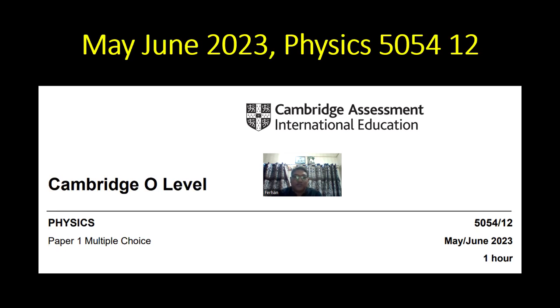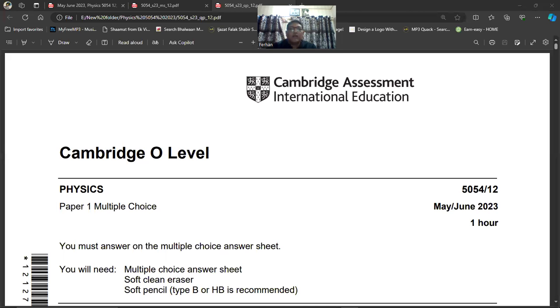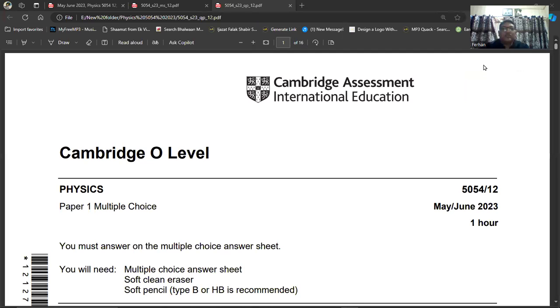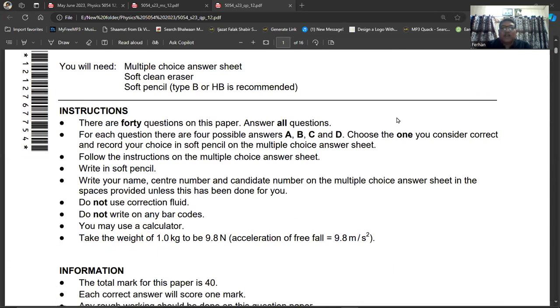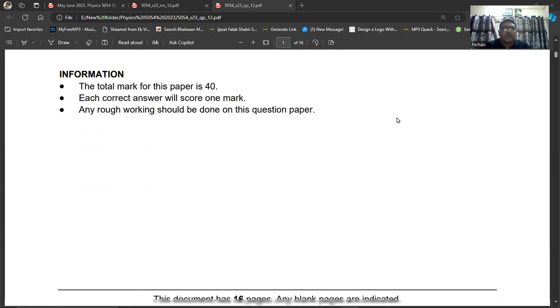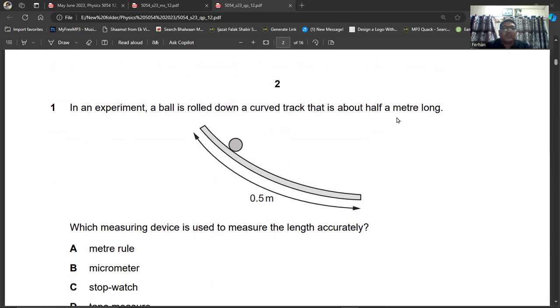Cambridge O Levels Physics 5054. Today we have set our hearts to solve paper 1 of this subject. This is a multiple choice paper, and the time allowed for this paper is 1 hour. So here we have the May-June 2023 paper 1-2. The time allowed is 1 hour. These are the instructions for the paper. If you can pause the video, you can read these instructions.